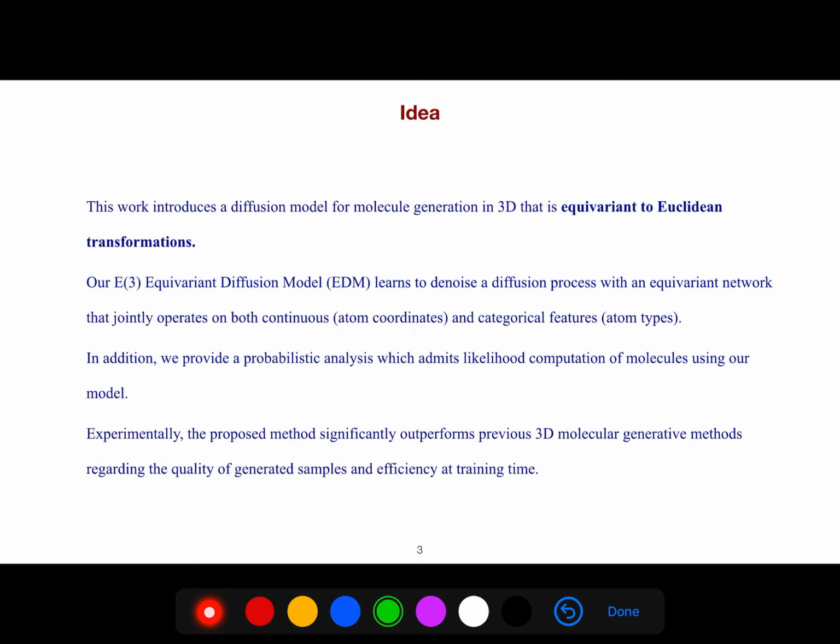This work introduces a diffusion model equivariant to Euclidean transformation. So the molecule generation, which is in 3D, is equivariant to Euclidean transformation. This equivariant diffusion model, they call it EDM. It learns to denoise the diffusion process with an equivariant network that jointly operates on both continuous and categorical features. Continuous, I mean XYZ coordinates because they are continuous.